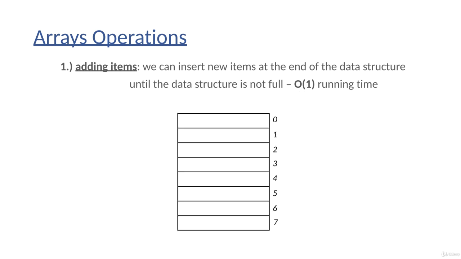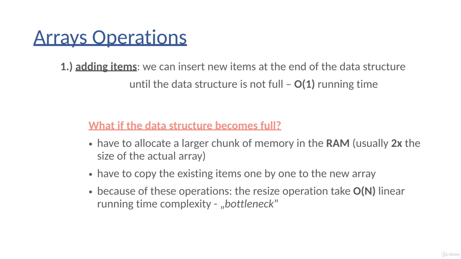So what do we have to do? Basically, we just have to insert the items at the end of the array data structure. You may pose the question, what's going to happen if the data structure becomes full? First of all, we have to allocate a larger chunk of memory in the RAM, usually twice the size of the actual array, and we have to copy all the existing items one by one to the new array. And because of these operations, the resize takes order n linear running time complexity. So this is the bottleneck operation as far as arrays are concerned.